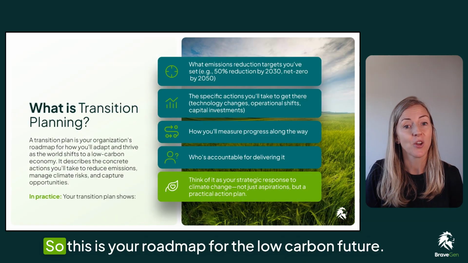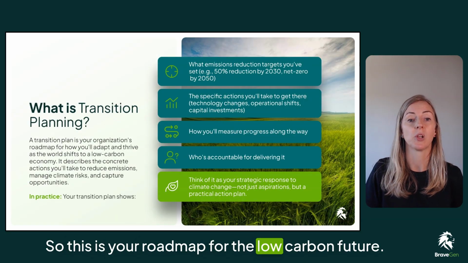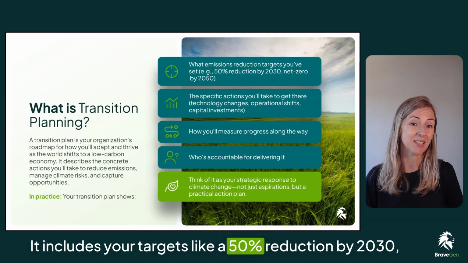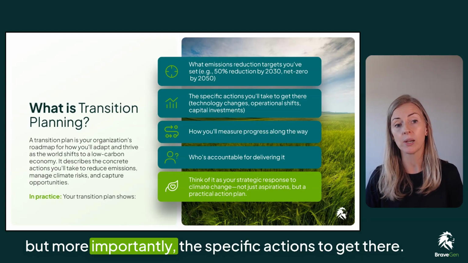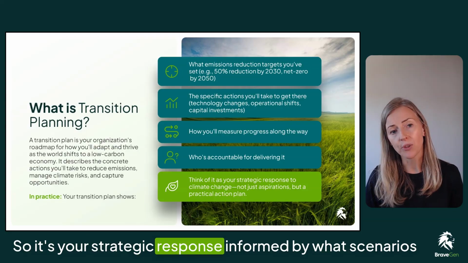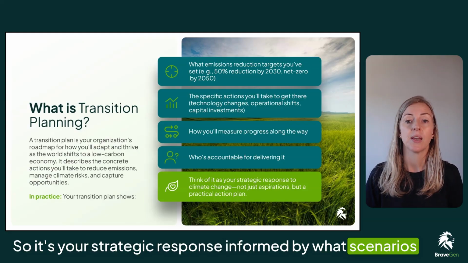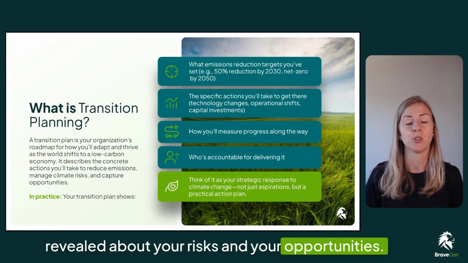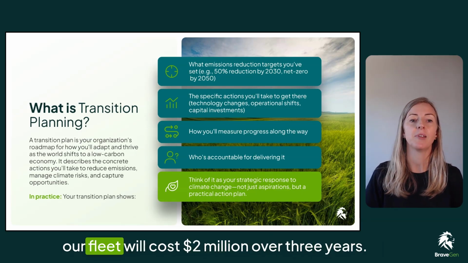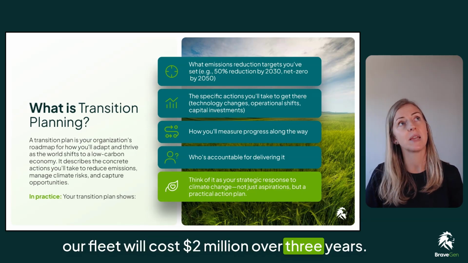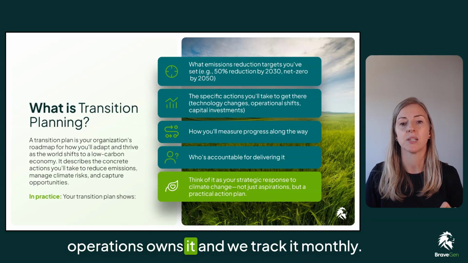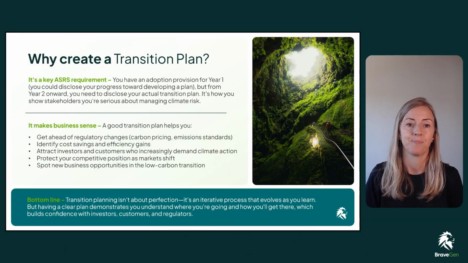Transition planning. So this is your roadmap for the low carbon future. It includes your targets like a 50% reduction by 2030, but more importantly, the specific actions to get there. So it's your strategic response informed by what scenarios revealed about your risks and your opportunities. Good plans are very specific, like electrifying our fleet will cost $2 million over 3 years. It will save us $500,000, our head of operations owns it, and we track it monthly.